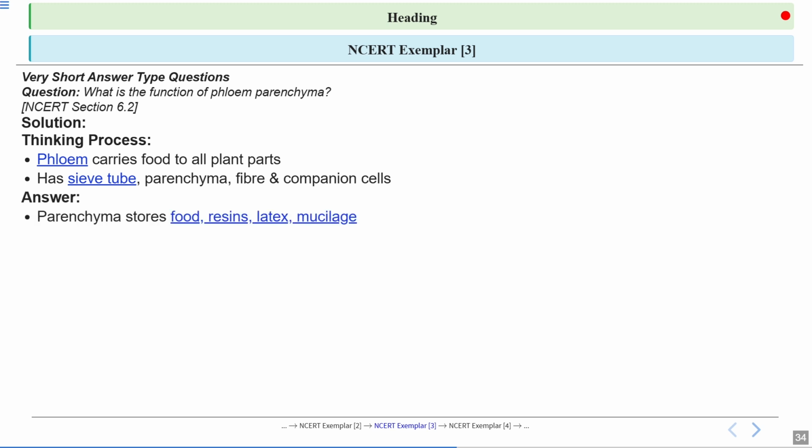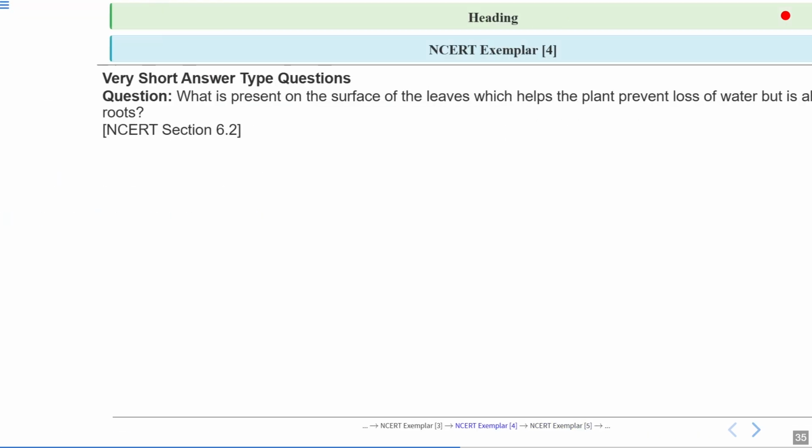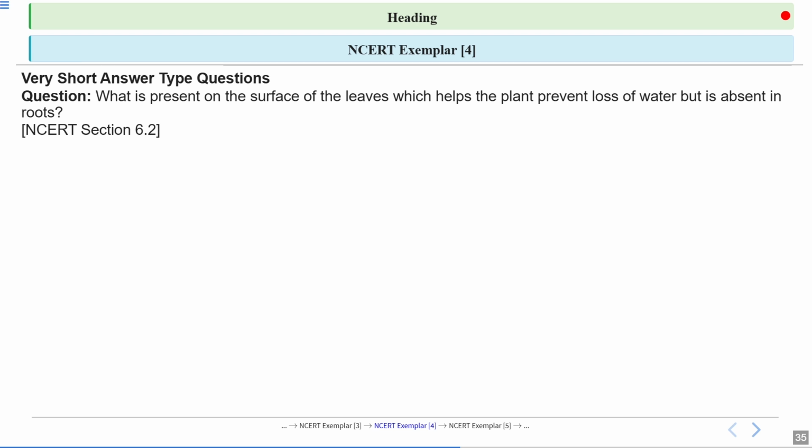Phloem parenchyma stores food material, resins, latex, and mucilage. Right? They are concerned with food storage. Helps in food support also. Food transport also, because this phloem parenchyma is made of cells very next to the sieve tube cells, right? It is associated with it as it is a part of the tissue.